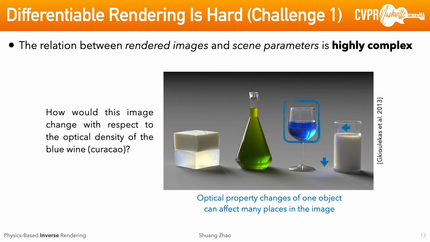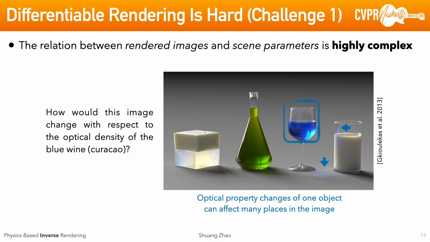Unfortunately, at least when it's applied to physics-based rendering, it is a non-trivial problem. One reason is because the relation between rendered images and the scene parameters can be very complex. Again, it's not always complex, depending on your underlying rendering model. But when it comes to physics-based rendering, this relation can be complex. So let me use this image as an example again. If we ask the question, how would this image change with respect to the optical density of this blue line, which is also called croissant, as shown in the blue box?